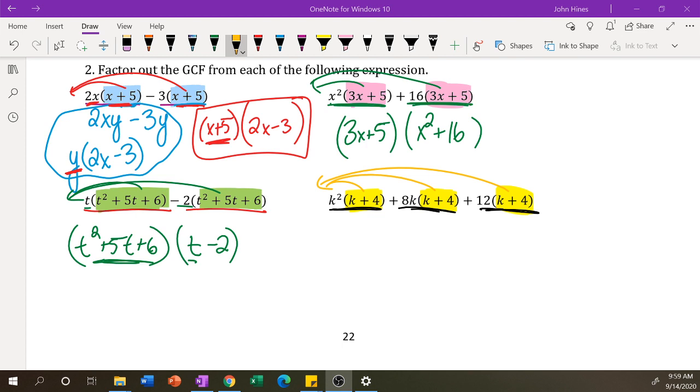So while I plug this in here, why don't you finish factoring that polynomial so that way it's done when I get back to the board.